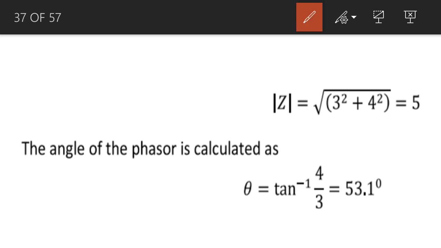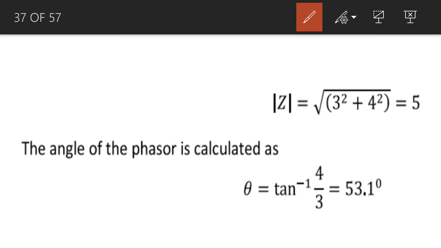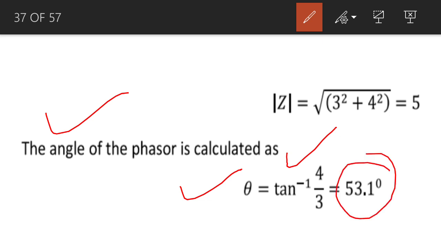So we calculate the magnitude of this phasor. The magnitude of this phasor will be equal to under root square of the real component, that is 3 square, plus square of the imaginary component, that is 4 square. So we get under root 25, and under root 25 is equal to 5. So the magnitude of this phasor quantity turns out to be 5. Let us calculate the angle of this phasor. So the angle of this phasor is equal to tangent inverse 4 by 3, and that is 53.1.